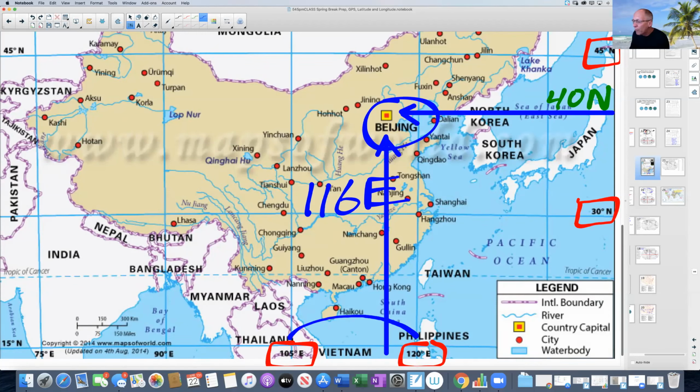Who else? Caroline, go for it. Aren't they like both country capitals? Or something? They're like the capitals or something? Oh, well, Beijing, I believe, is the capital of China, but Boston is not the capital of the United States, although it is the capital of Massachusetts. So there is a connection there, and I agree with that.